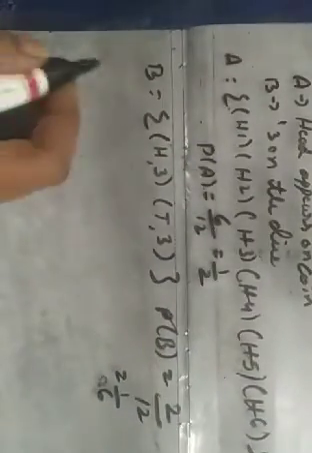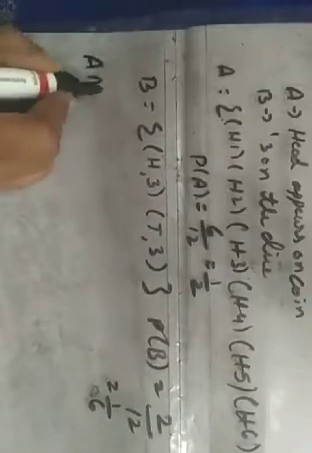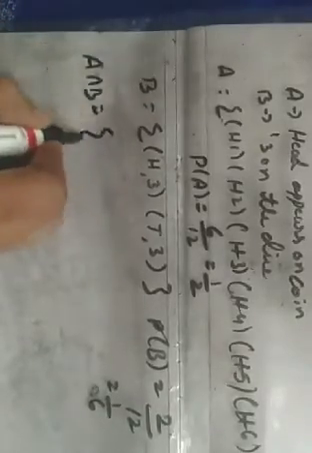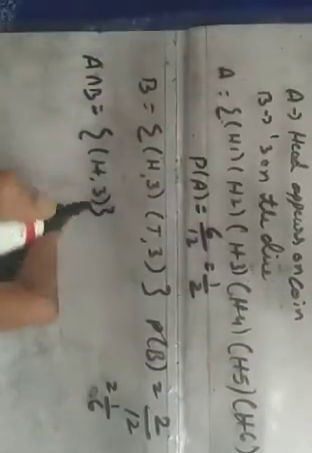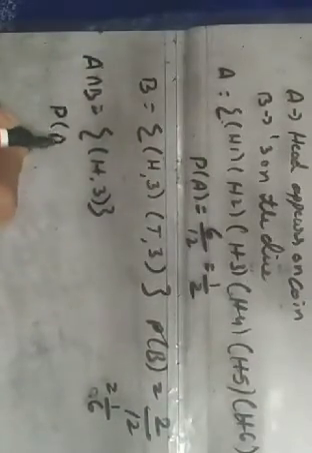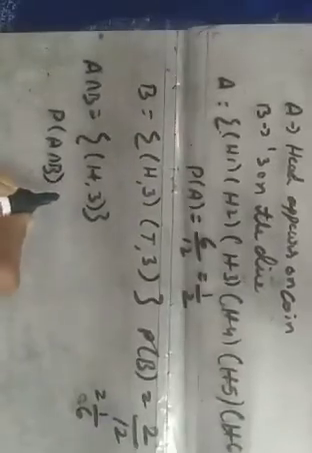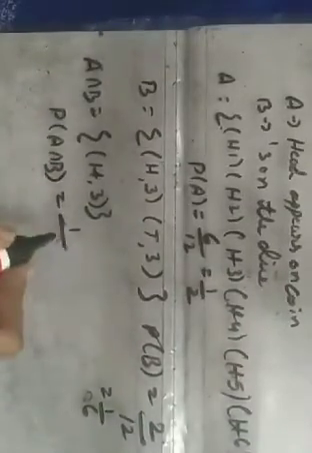What is the intersection of A and B? A intersection B is equal to, the intersection is H comma 3. So the probability of A intersection B is 1 divided by the total number, 12.